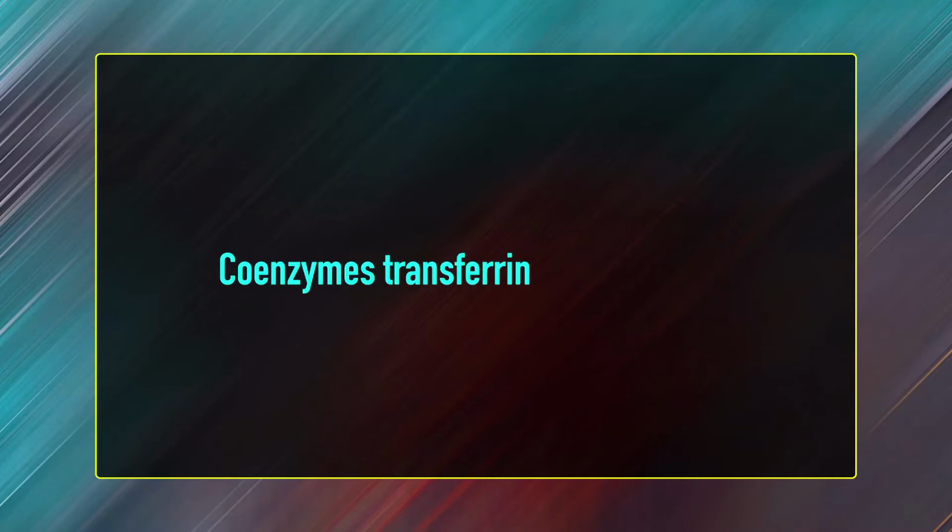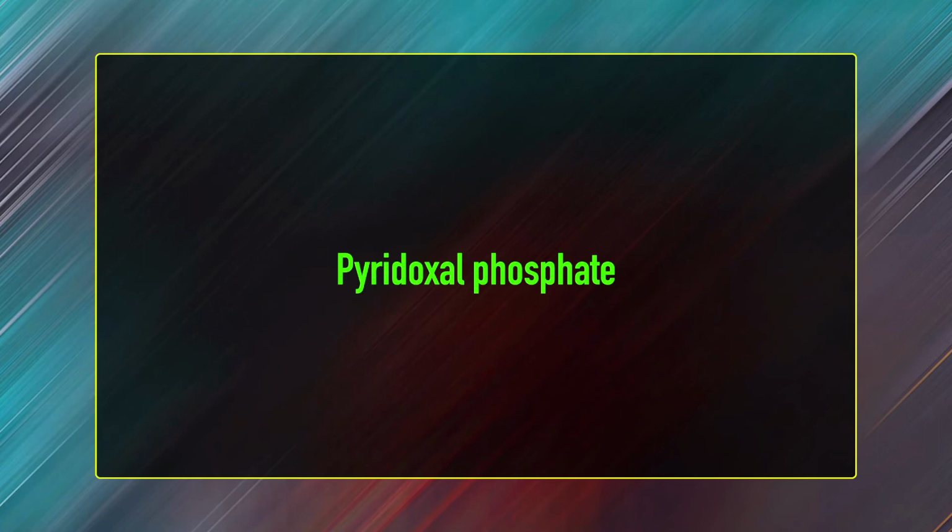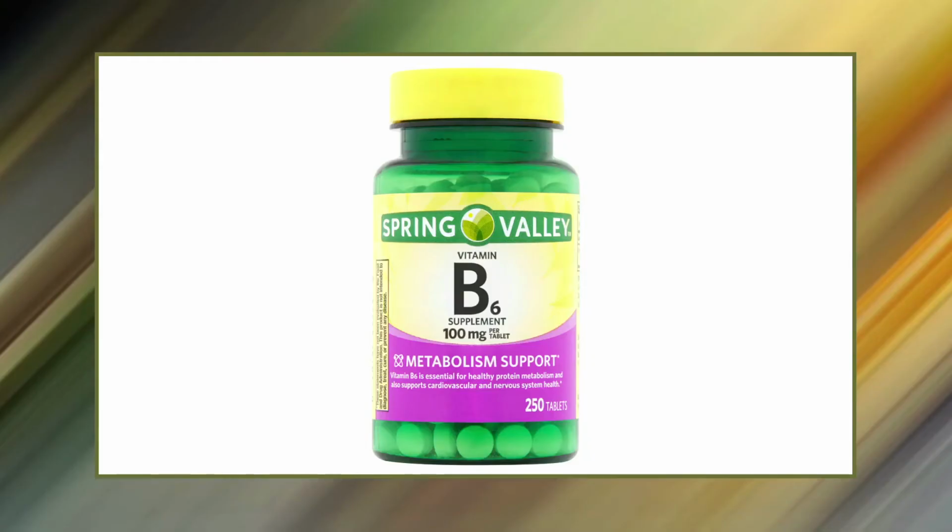Next is coenzymes transferring other groups. Pyridoxal phosphate. Pyridoxal phosphate, vitamin B6, is the most important coenzyme in amino acid metabolism. It works as the coenzyme in transamination, decarboxylation and dehydration reactions of amino acids.